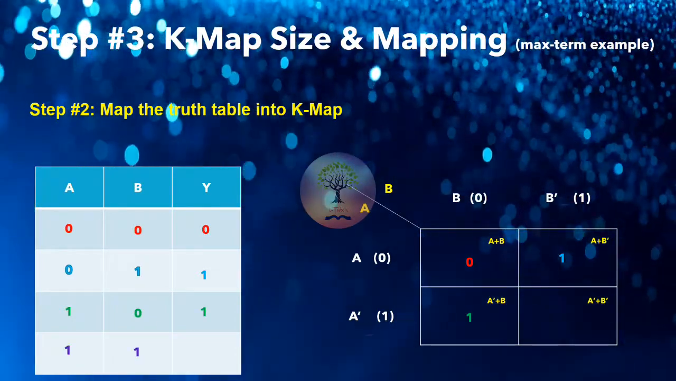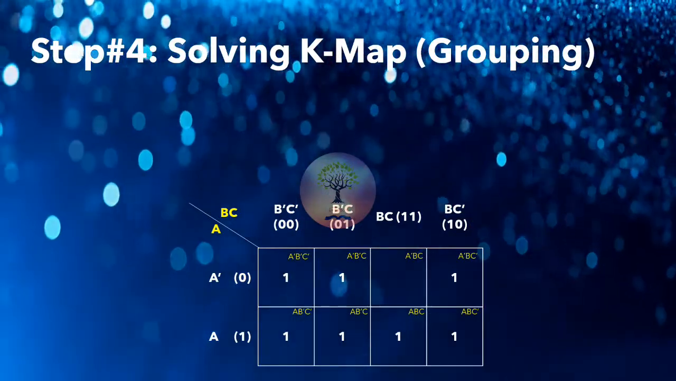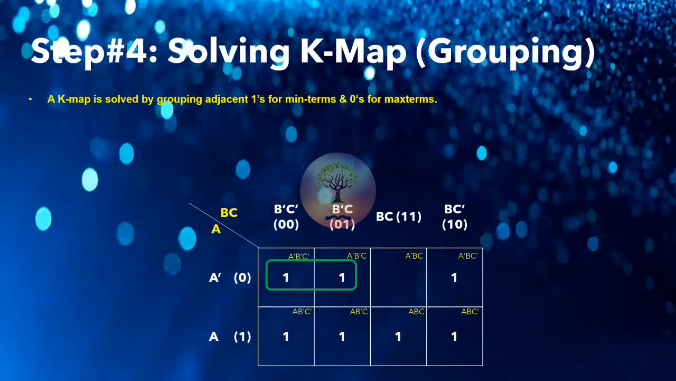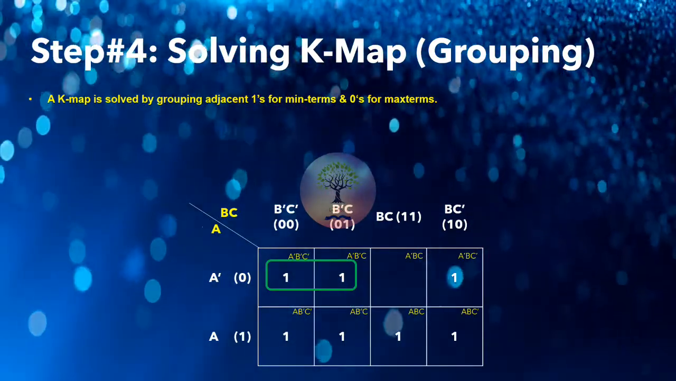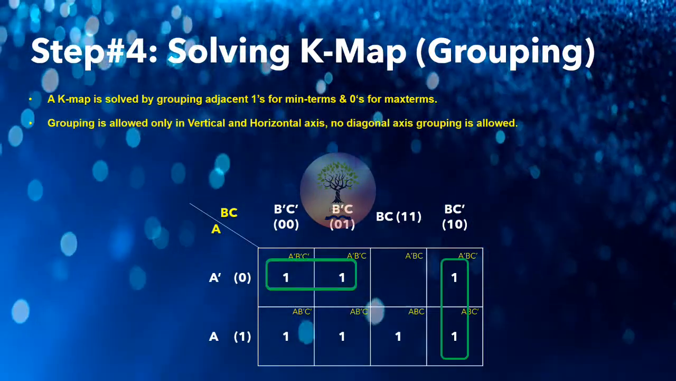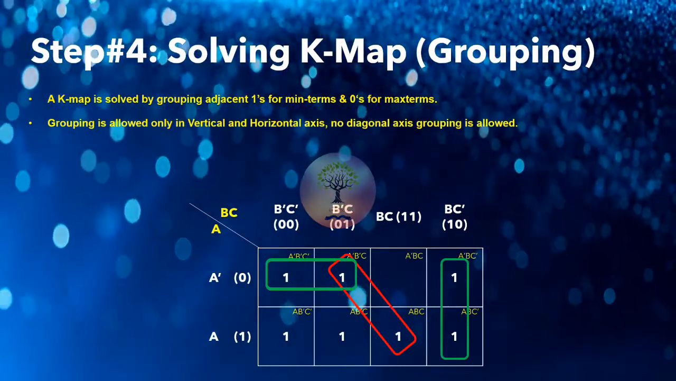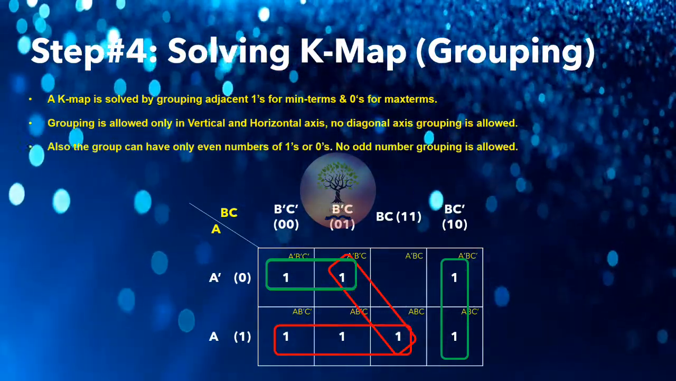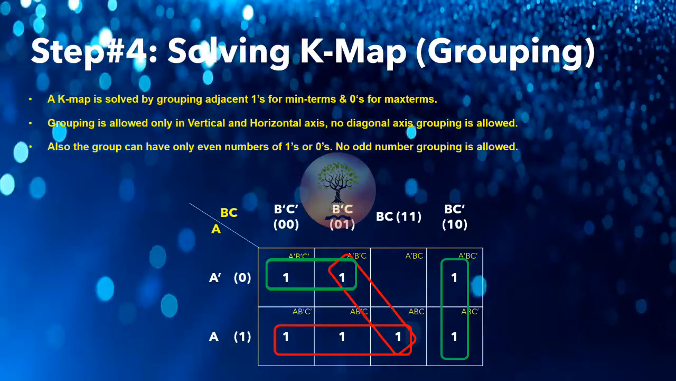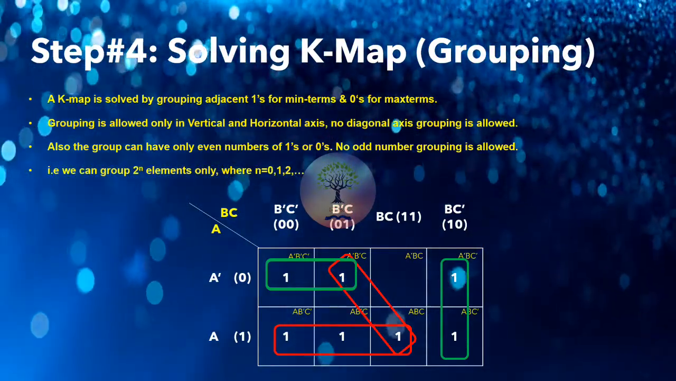Step number 4. Solving KMap grouping. A KMap is solved by grouping adjacent ones for minterms and zeros for max terms. Grouping is allowed only in the vertical and horizontal axis. No diagonal grouping is allowed. Also, the group can have only even numbers of 1s or 0s. No odd number grouping is allowed. That is, we can group 2 power n elements only, where n equals 0, 1.